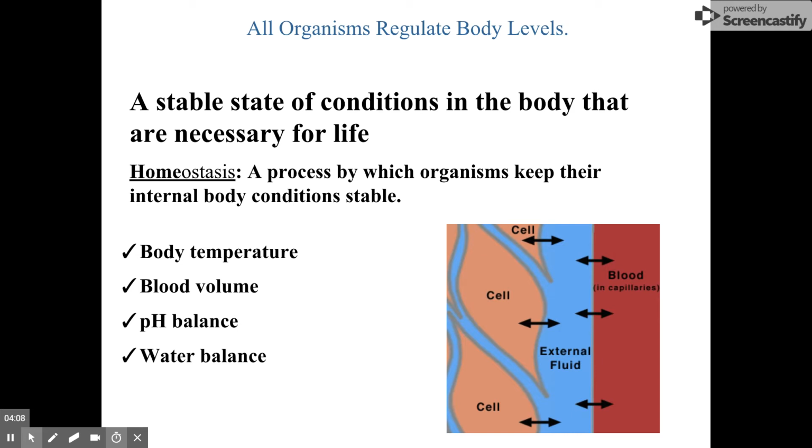Your pH balance, so every time you breathe in or out, your blood will actually change pH. So that's the acidity or alkalinity of your blood. And you have different things called buffers in your blood that will help you keep balance within your blood. Water balance is a very good example.